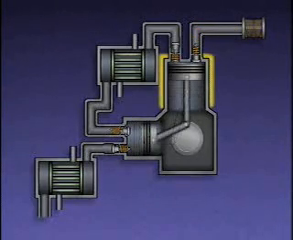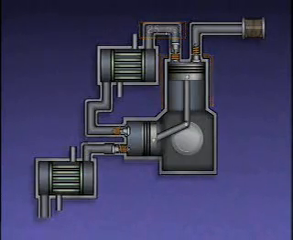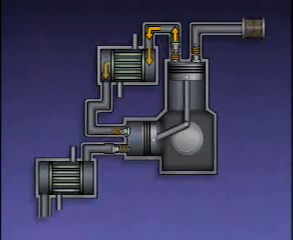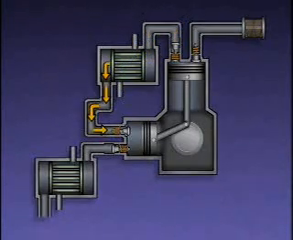In the first stage, the compressor increases the pressure of the air to approximately 25 psi. As the air is compressed, its temperature increases. The air that leaves the first stage of the compressor is routed to the intercooler. The intercooler is a shell and tube heat exchanger. As the air passes through the tubes in the intercooler, it is cooled by water flowing around the tubes. The cooled air from the intercooler is routed to the second stage of the compressor.